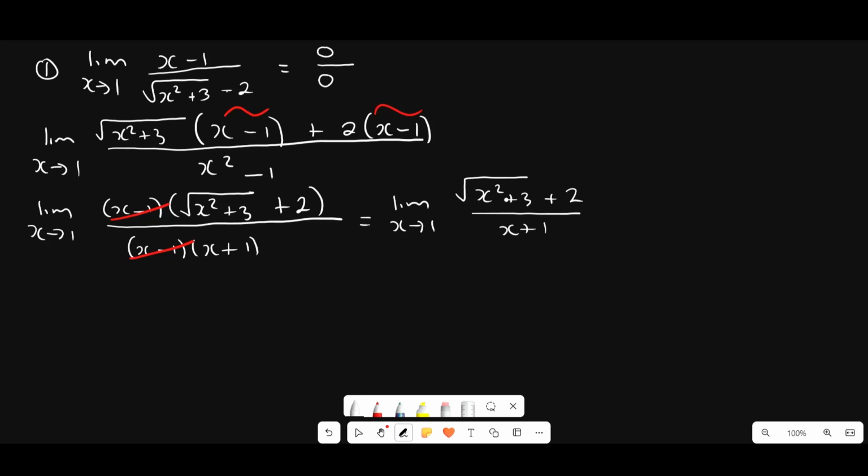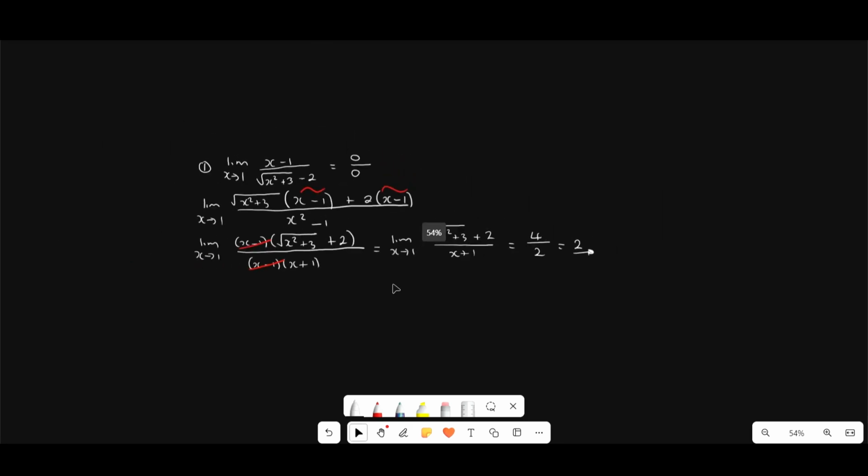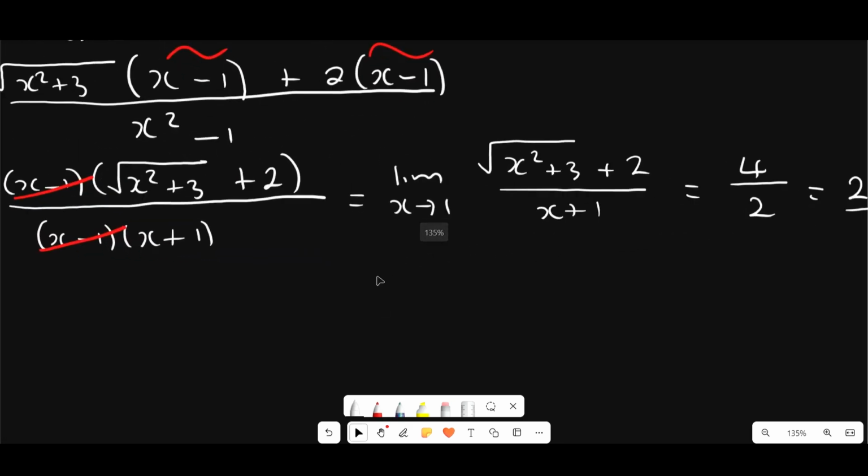And then if I do the direct substitution, on top I'll have 1, then 1 squared plus 3 is 4, the square root of 4 is 2, 2 plus 2, that's 4, and then all divided by, here at the bottom, 1 plus 1 is 2, and then 4 divided by 2, that's 2. So that will be my final answer in that case. Okay, so let us look at some more examples.